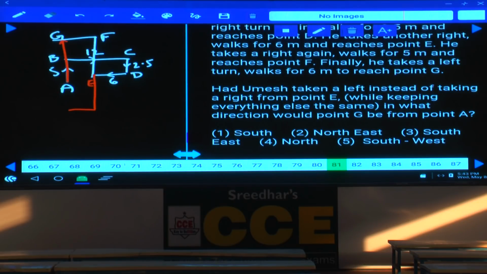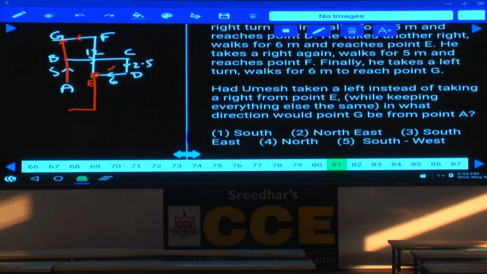Then G will be towards south, isn't it? D is towards south or southeast. Now, sir, here what is the total distance? He has already covered 6. Here also this person has covered 6. Left. In the place of this one, I had Umesh take left instead of right from point E.